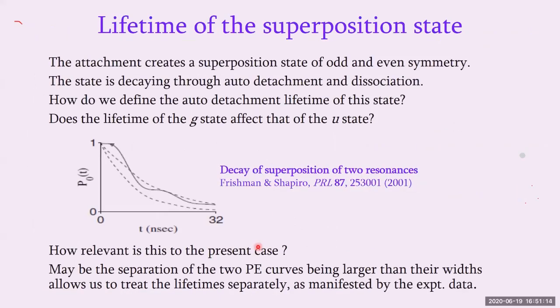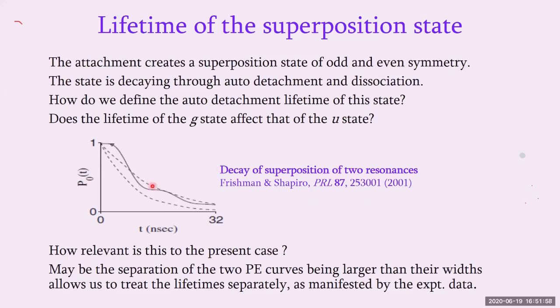Now, before I go to the end of my talk, let me raise another question. This is to do with the lifetime of the two states. We say that the electron attachment creates a superposition of two states. Ideally, this should be treated as a single state. So how do we treat the lifetime of the single state? Or is the lifetime of one state affecting the lifetime of the other state? That's the question. This question has been addressed in a different context in optical transitions by Freshman and Shapiro.